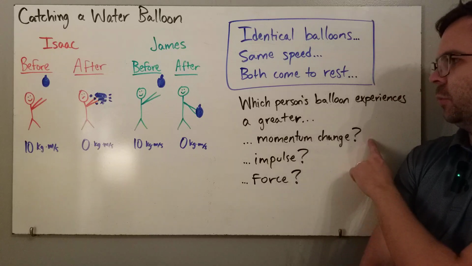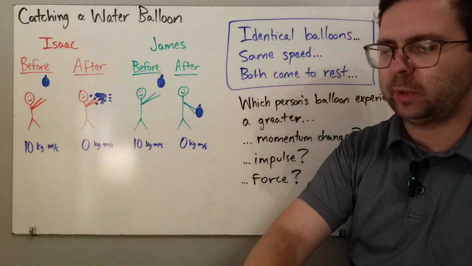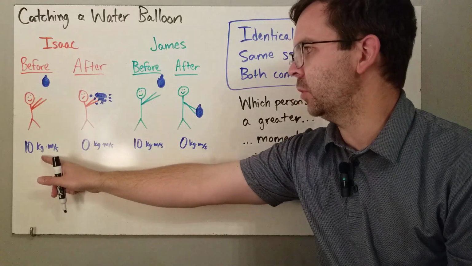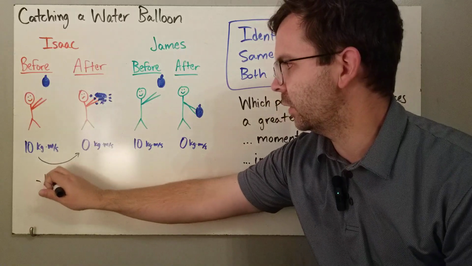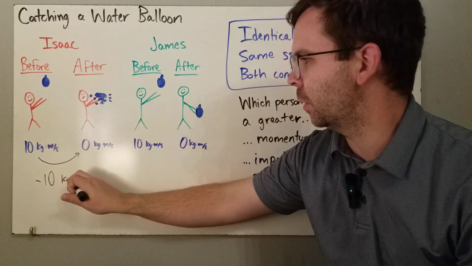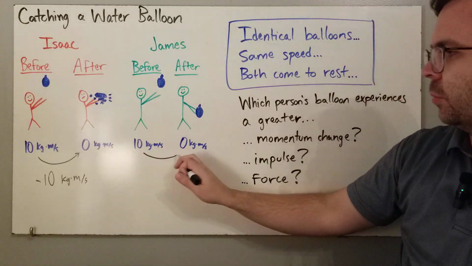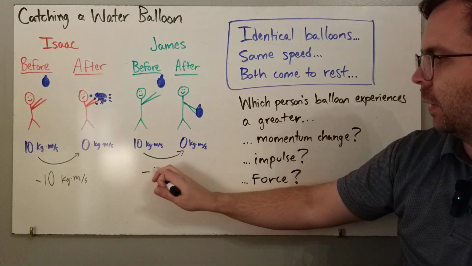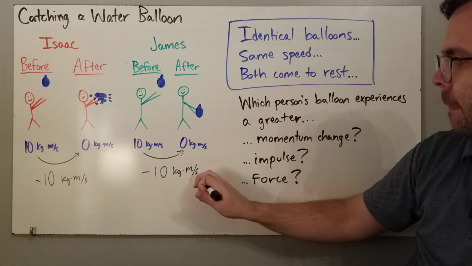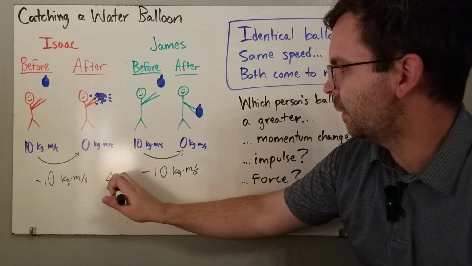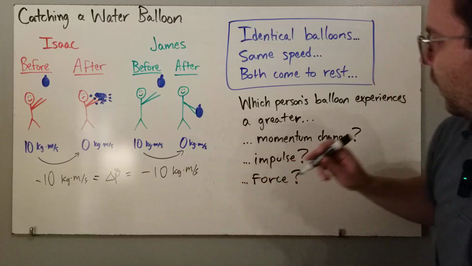So let's start with momentum change. I've already written down the momentum of the balloon before and after to make it easier here. So the change in momentum going from 10 to 0 here is a change of minus 10, right? That's the change in momentum. For James, it's the same. It goes from 10 to 0. And so again, it's a minus 10 for the change in momentum. So we say delta P, change in momentum, is the same for both of them. So to answer that question, it's the same.